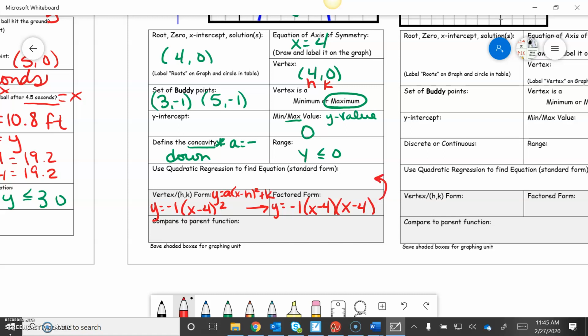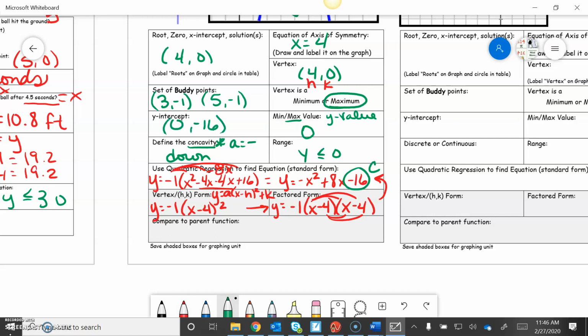So I'm going to go up here and I'm going to FOIL so that I can have -1, and then we have x times x is x squared, x times -4 is -4x, -4x, -4 times -4 is a +16. Can collect like terms. This is going to be a -8x. So now I have y equals, when I distribute my negative, it changes all my signs, -x squared plus 8x minus 16. And that tells me right here, this is my c, so I can go back and write down that my y-intercept is (0, -16).